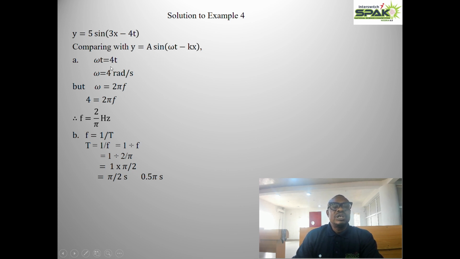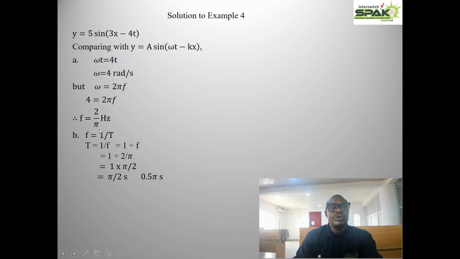I'm looking for what? Angular velocity. So I equate what I have here to what I have here, t cancels t, and this is what I have. Then to get my frequency, the angular velocity is equal to 2 pi f. Substitute your values. This is 4, then divide both sides by 2 pi. Then this is what I have as my angular velocity.